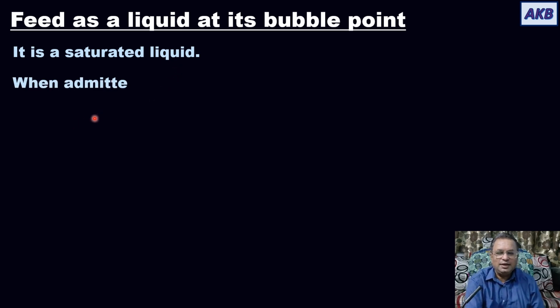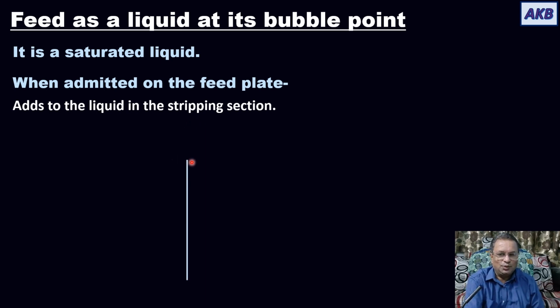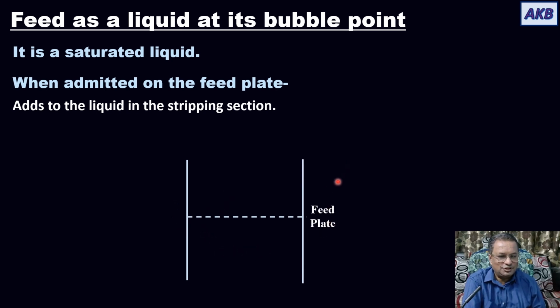Okay. So when such a feed is admitted on the feed plate, what happens? It simply gets added to the liquid in the stripping section. Whatever is the liquid that is coming into the column as the feed, it will be getting added to the liquid in the stripping section. That is the only thing that is going to happen. So here there will be no condensation of the vapor phase because the liquid is at its bubble point. It is not cold enough to cause condensation of the vapor phase. Okay. So you can show that schematically again. So you have the feed plate and then the rectifying section, stripping section.